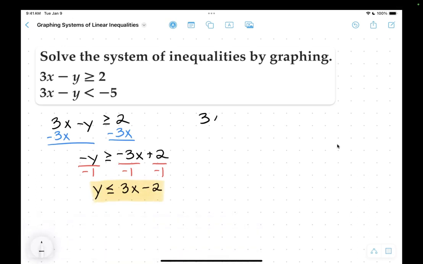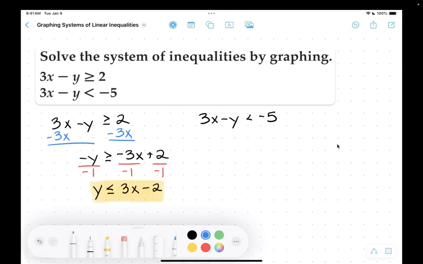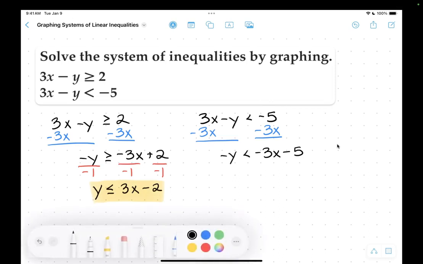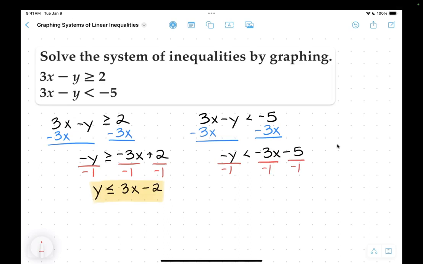So let's take a look at the second inequality that we have, which is this one. And just like on the last one, we'll begin by subtracting 3x on both sides. Like so. It'll leave us with negative y is less than negative 3x minus 5. And then we'll divide every part of this inequality by negative 1. So divide by negative 1, divide by negative 1, divide by negative 1.